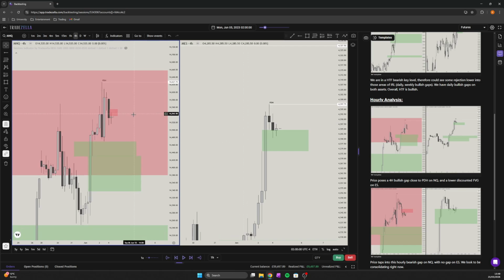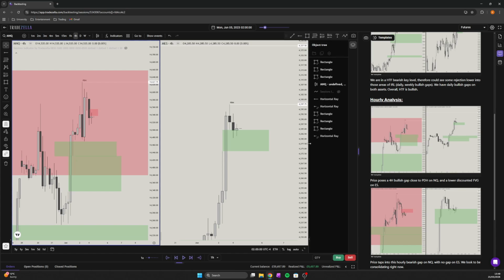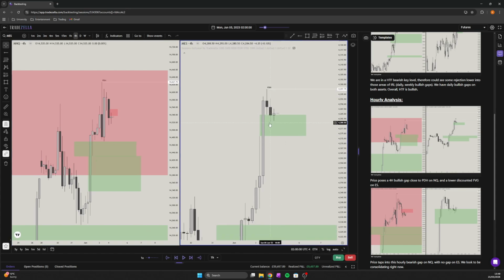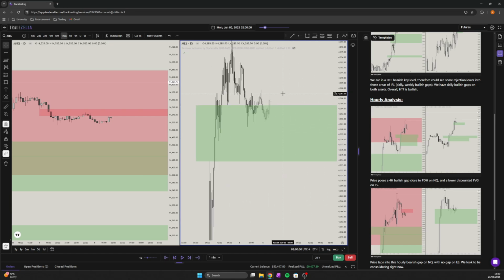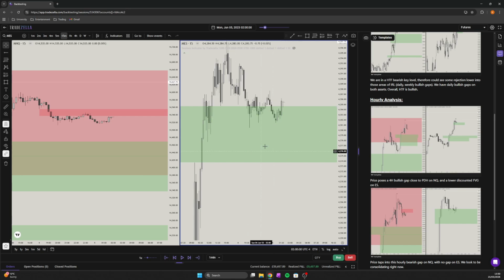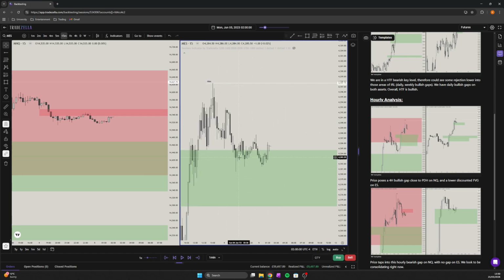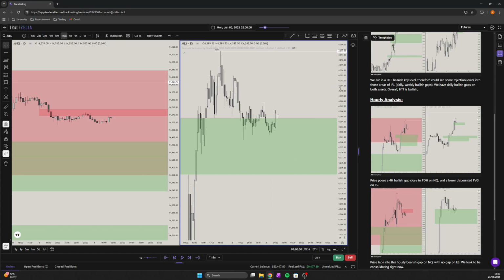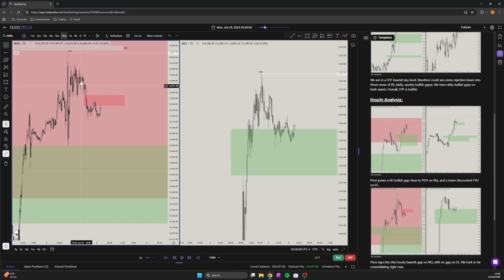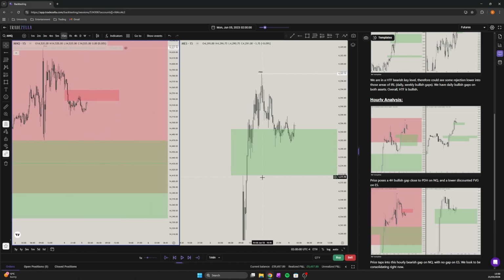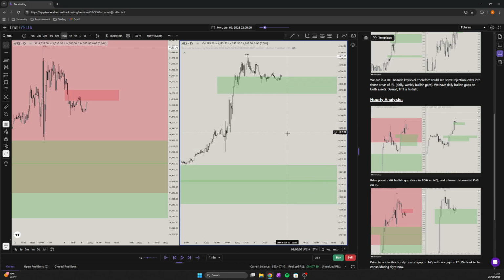Since we're accumulating here, if we zoom out, time dilation. We're just hovering in this gap. Now, what can we expect? Well, since we tapped into the internal 4-hour gap right next to the previous day's high, we could expect a rally higher. Or if we get strong movement away, strong displacement through it, what can we target?